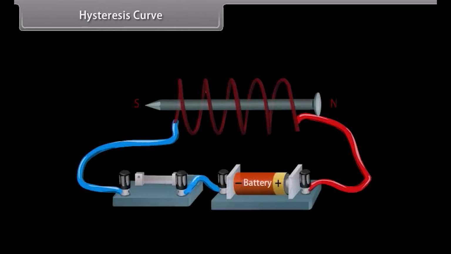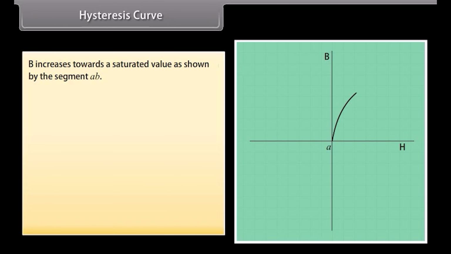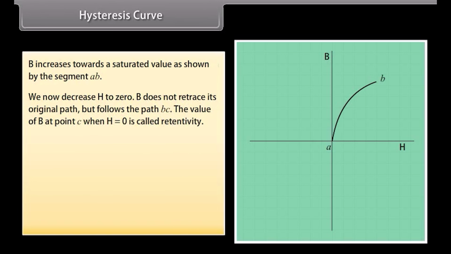Hysteresis curve. We consider a ferromagnetic material inserted in a solenoid. Initially, both H and B are 0. We increase H by increasing the current. The magnetization and hence B increases to its saturated value as shown by the segment AB. We now decrease H to 0. B does not retrace its original path but follows the path BC. The value of B at point C when H is equal to 0 is called retentivity.